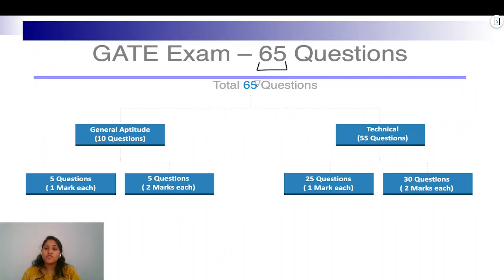There are a total of 65 questions. Out of 65, there are 10 general aptitude questions and 55 technical questions. Out of 10 general aptitude questions, we have 5 questions of 1 mark, which is total 5 marks, and 5 questions of 2 marks, which is total 10 marks. So the overall general aptitude section is of 15 marks. And of these 55 technical questions, 25 questions are of 1 mark, which is 25 marks, right? And 30 questions are of 2 marks, which is 60 marks. So this total section is of 85 marks.